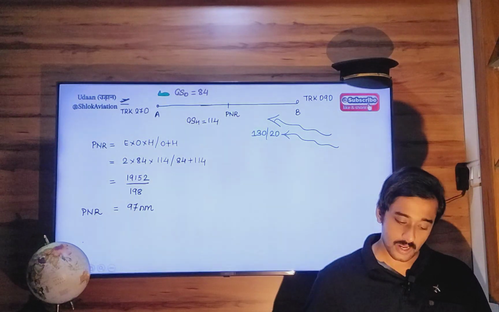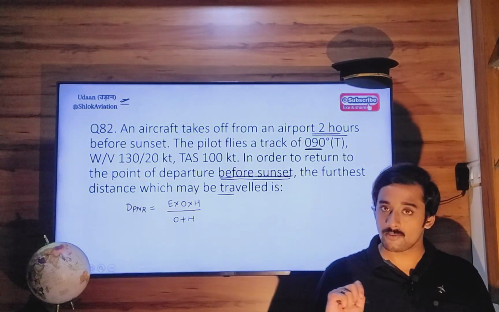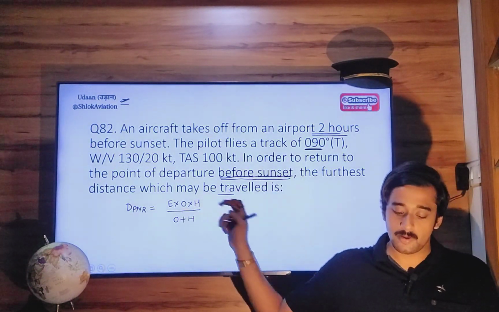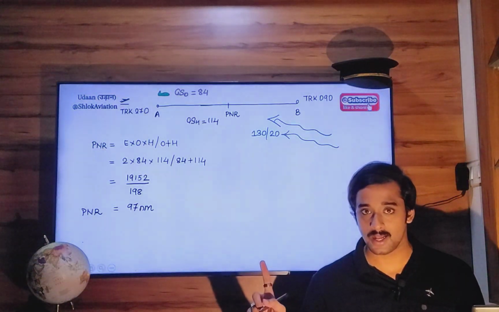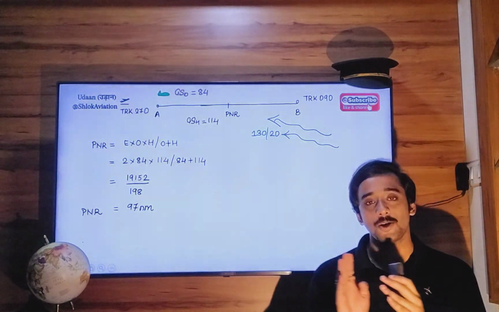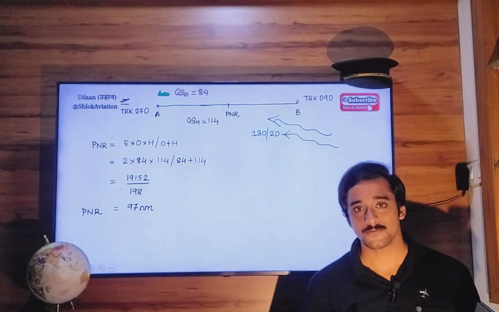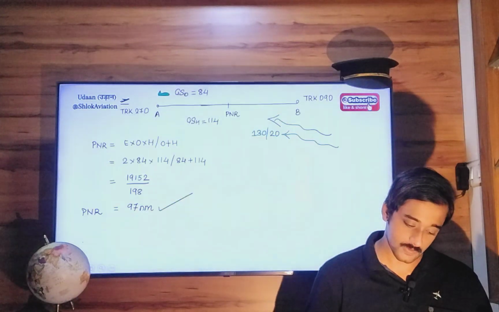So in order to return to the point of departure before sunset, the furthest distance which may be traveled is what? You can travel up to a distance of 97 nautical miles in order to come back to your place of departure within 2 hours. Okay, so this is your answer, 97 nautical miles.